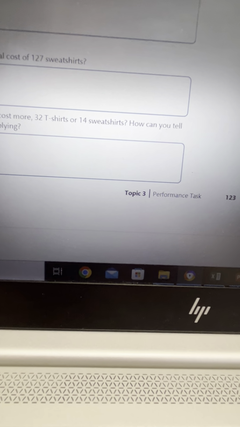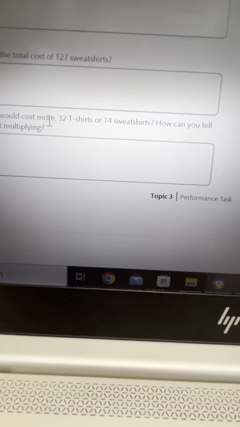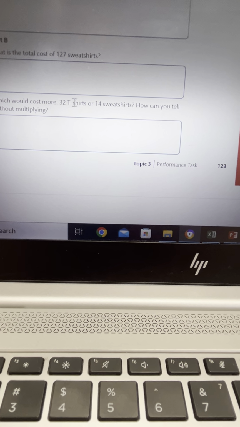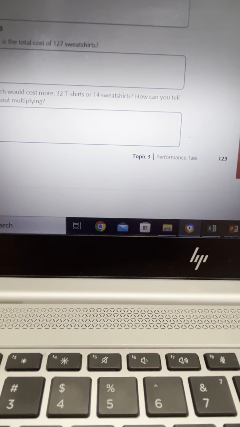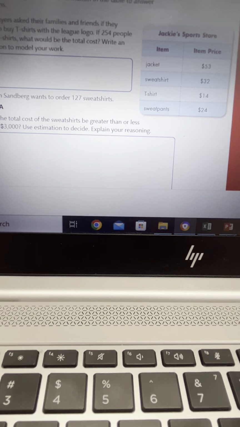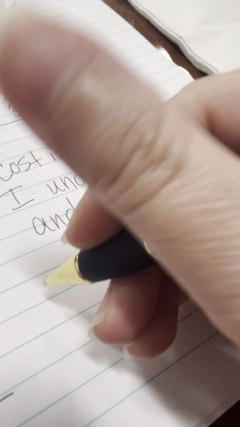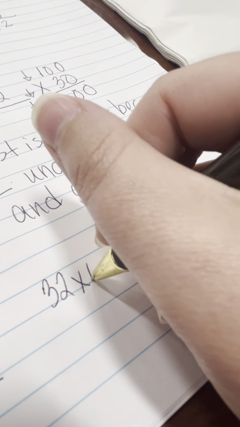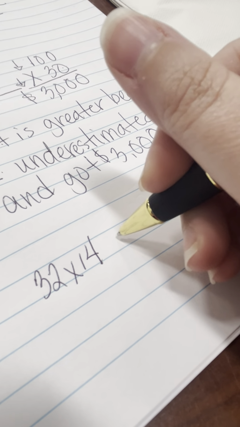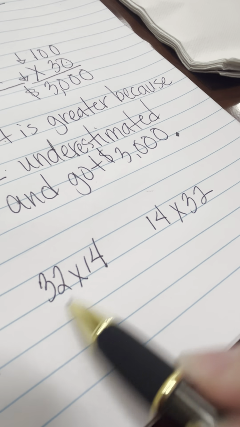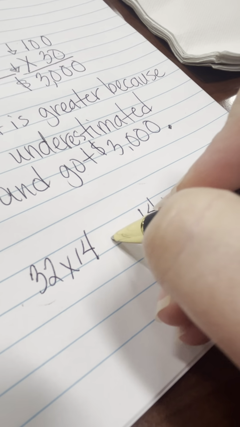And then I believe this one is about properties. Yes. Okay, so it says, what would cost more, 32 t-shirts or 14 sweatshirts? So t-shirts cost 14. So 32 times 14. And sweatshirts cost $32. So it would be 32 times 14 and 14 times 32. If the numbers are the same, it's going to be equal.